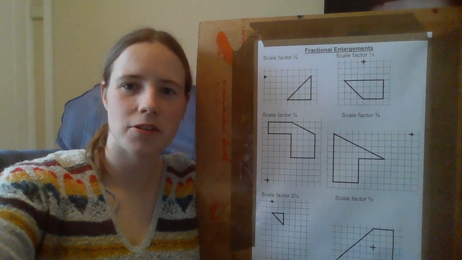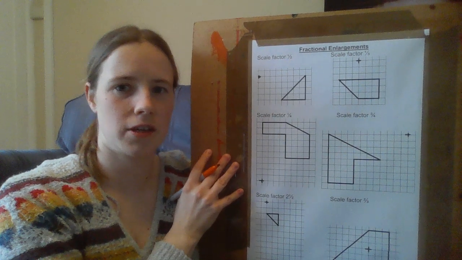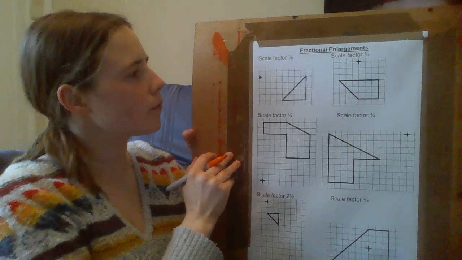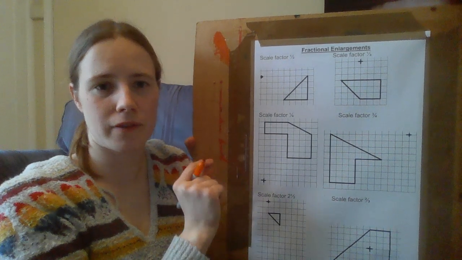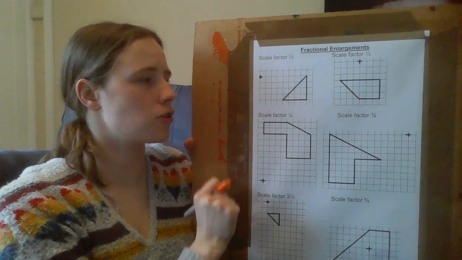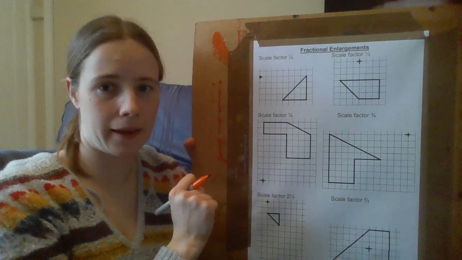In this video, I'm going to talk through the answers to this worksheet. First of all, I'm going to demonstrate finding one corner, one vertex for each one using the vectors, and then I'm going to just draw the rest on by thinking about lengths.